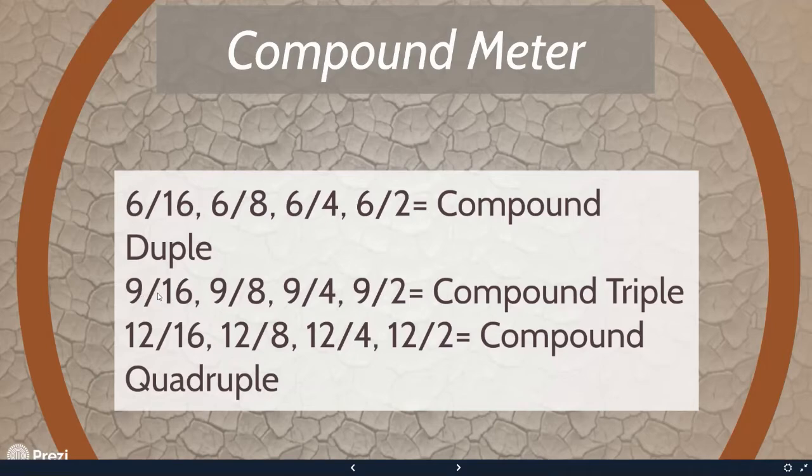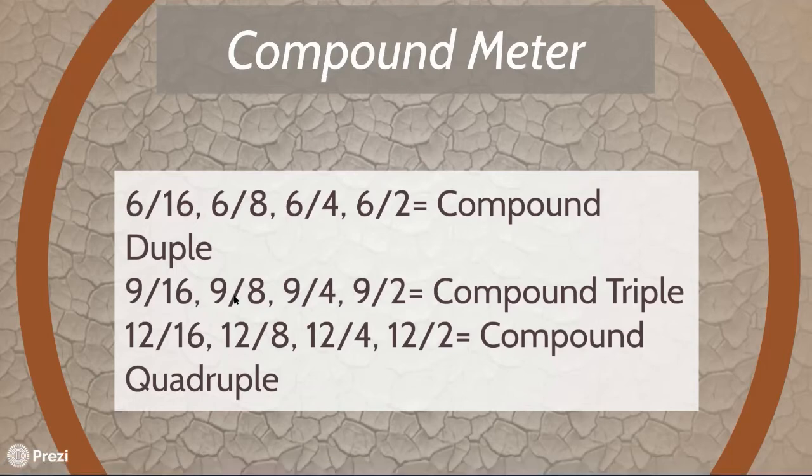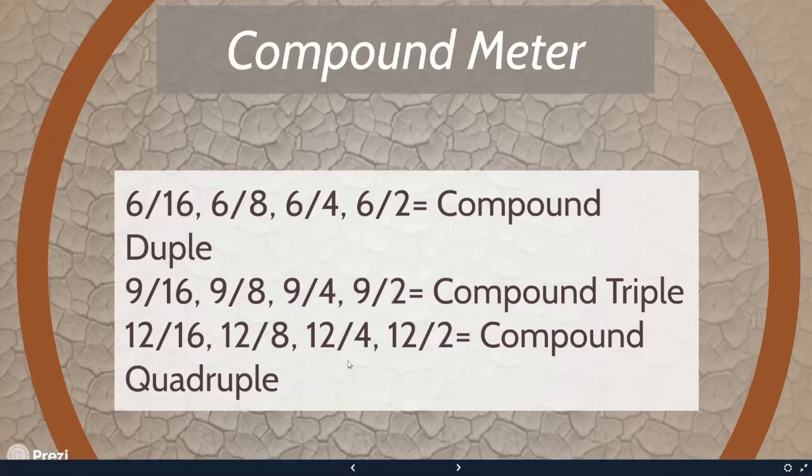All right, 9 on top. 9/16, 9/8, 9/4, 9/2, compound triple. We know 9/8 a lot. 1, 2, 3, 4, 5, 6, 7, 8, 9. We know compound triple 9/8 very well. And compound quadruple, we know that too.